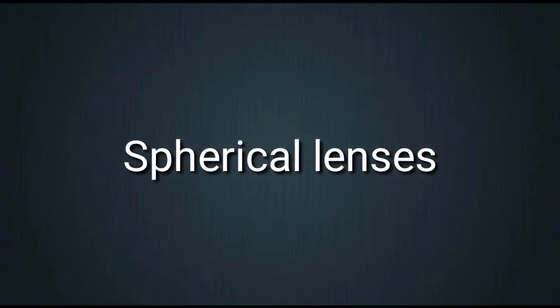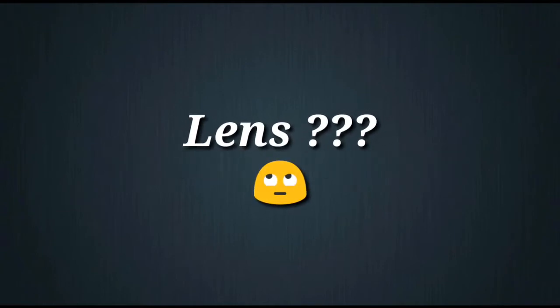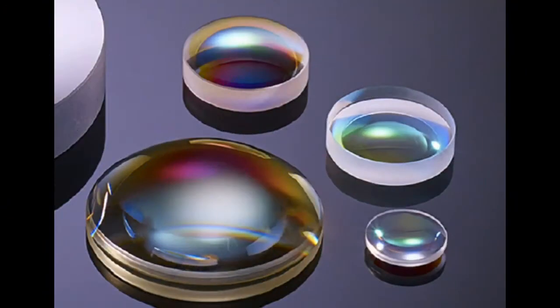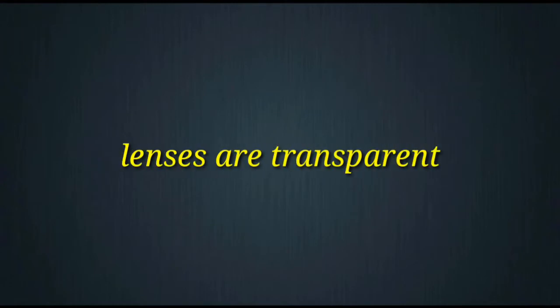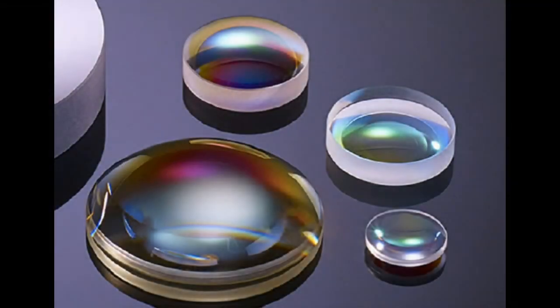So students, today we are going to discuss spherical lenses. First we have to know what a lens is. A lens is a transparent glass, and the surfaces of the lens are spherical, just like a concave mirror and a convex mirror. Now what is transparent? Transparent means an object through which we can see. So lenses are transparent. That means through lenses we can see an object.